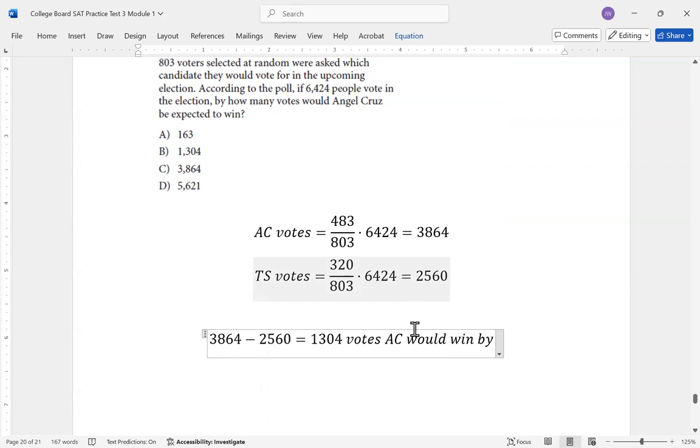So 1,304 is the correct answer to problem 26. And that is option B. So B, 1,304 is the correct answer.